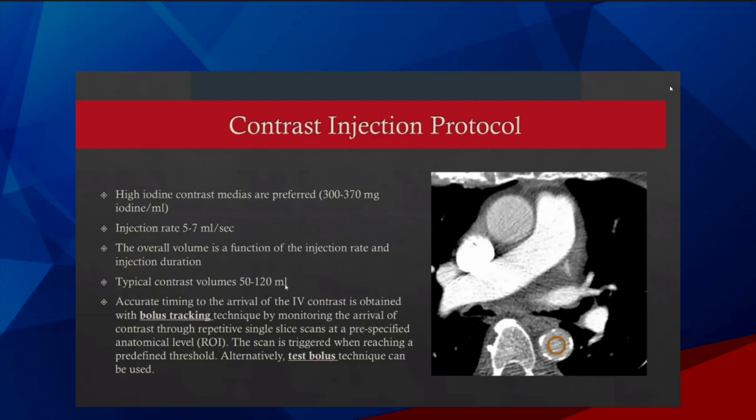As far as the timing of the IV contrast, bolus tracking, we want to make sure that we trigger it at a pre-specified level. You put your ROI, and we usually use the descending aorta to do this. The scan is triggered when reaching a predefined threshold. Sometimes, at least what we do, you may either have an automatic start or a manual start where you can start the bolus and scan on your own.